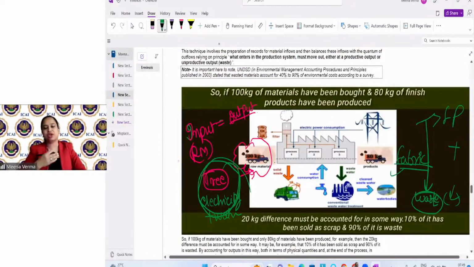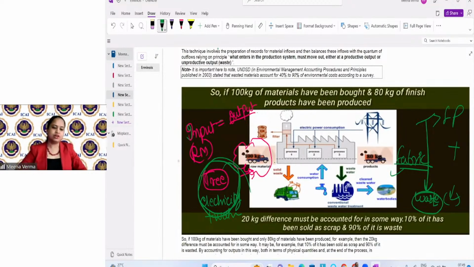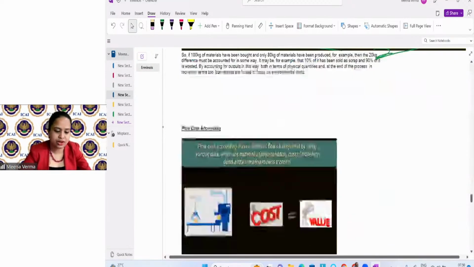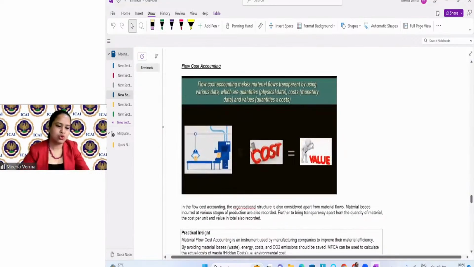So here we have to make an account of what input you have used and what output you have, right? So if 100 kg of material has been bought, 80 kg of finished goods you have produced, and the remaining 20 kg, the difference, is waste which you are releasing into nature. In what form? Maybe 10% as sold scrap and the remaining 90% as waste in the environment. You have to make an account. What is the input and what output are you releasing? We have to make an account here, right? Okay.